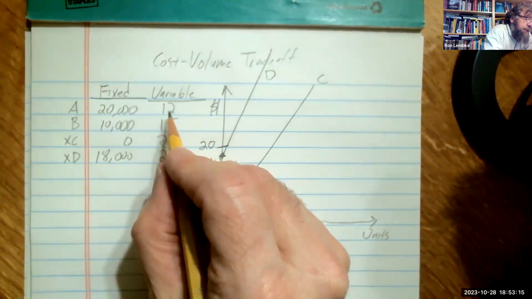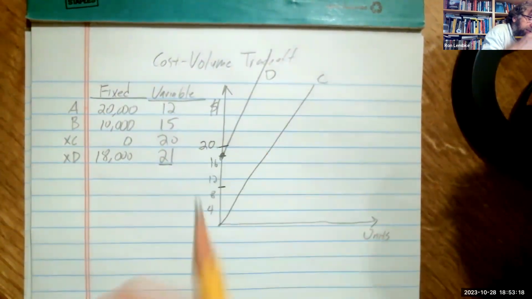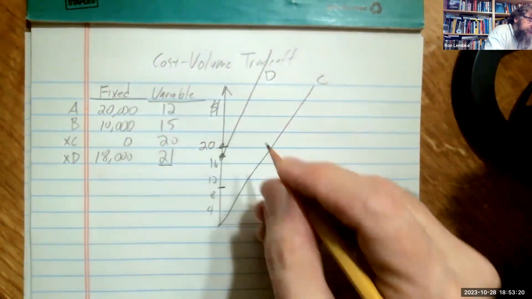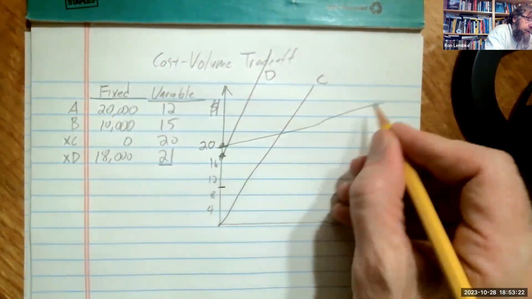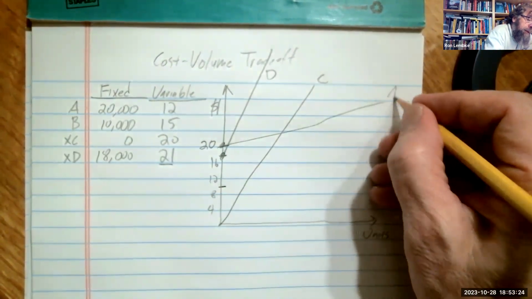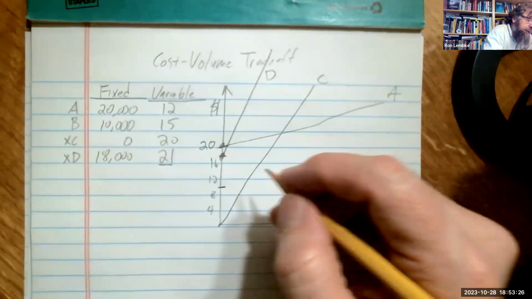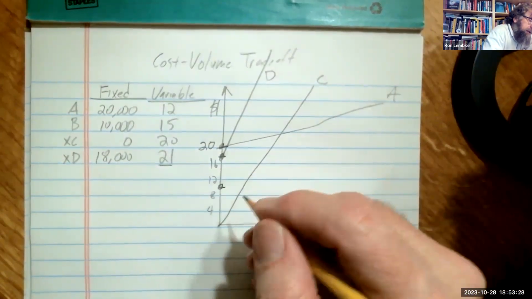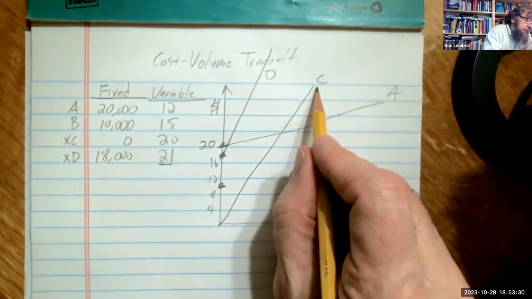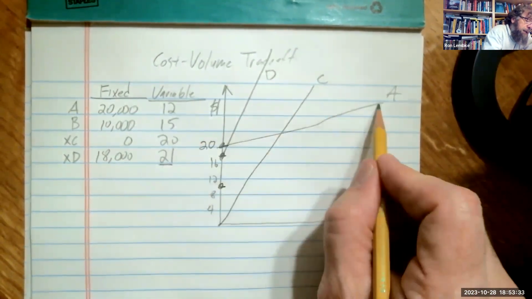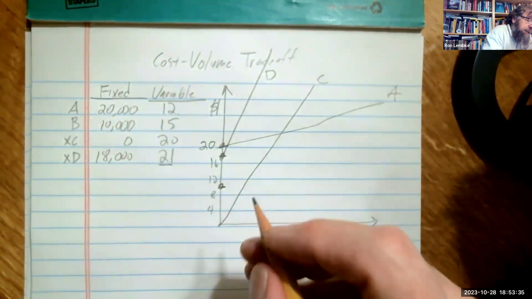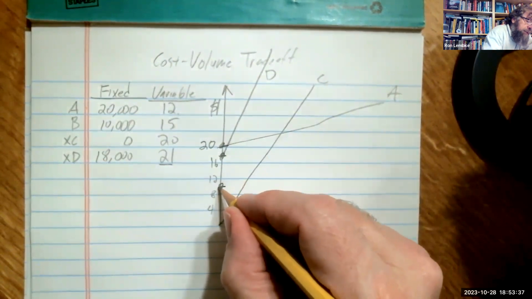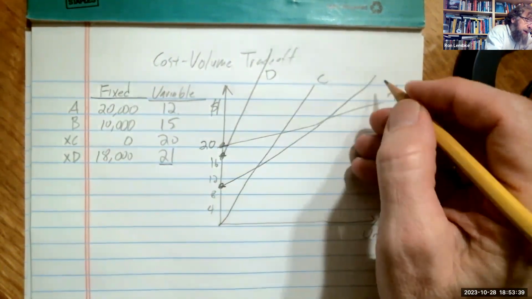Let's graph A, because it has the lowest variable cost, so it's going to have the flattest slope. So I'm going to draw it like that. And that'll be A. And then B starts here at 10,000. And it has a slope. C had a slope of 20. A has a slope of 12. And 15 is somewhere in between. So I'm going to draw it like that.